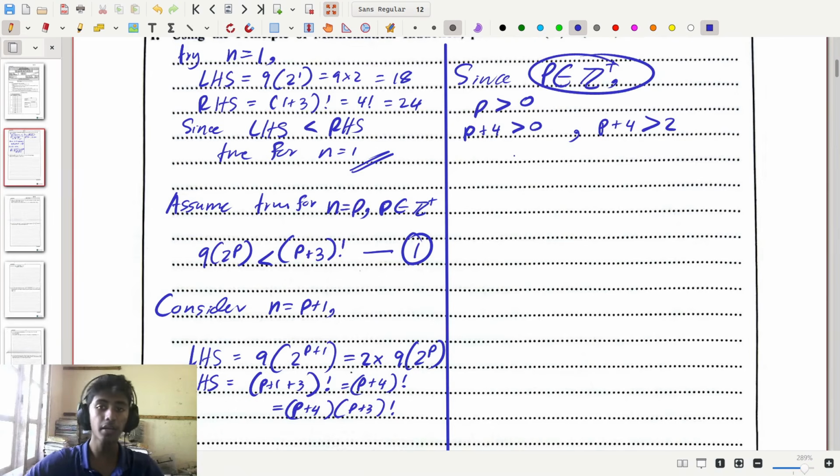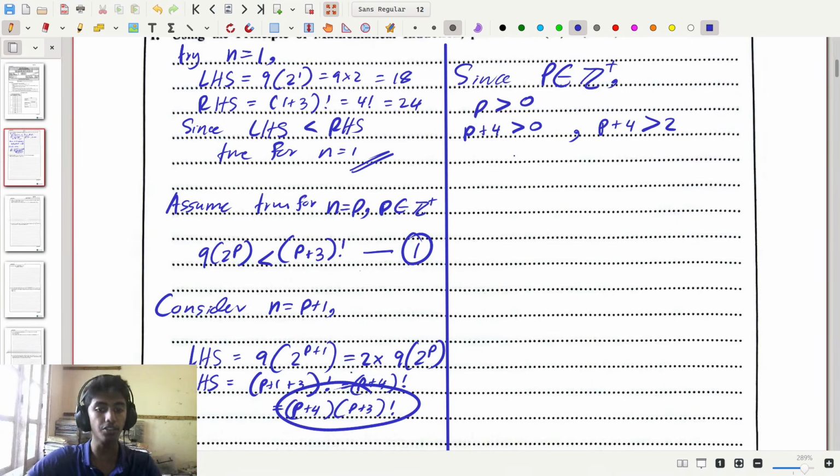So now that we've done that, make the observation that since p plus 4 is greater than 2, and previously from 1 we discovered that 9 times 2 to the power of p is less than p plus 3 factorial, over here with the left hand side and right hand side's products, the left hand side is a product of two numbers, where this number 2 is smaller than this p plus 4, and this number 9 times 2 to the power of p is smaller than this number p plus 3 factorial. And more importantly, both of these are positive. So we have the product of two positive numbers which are smaller than two other positive numbers that are also being multiplied together.